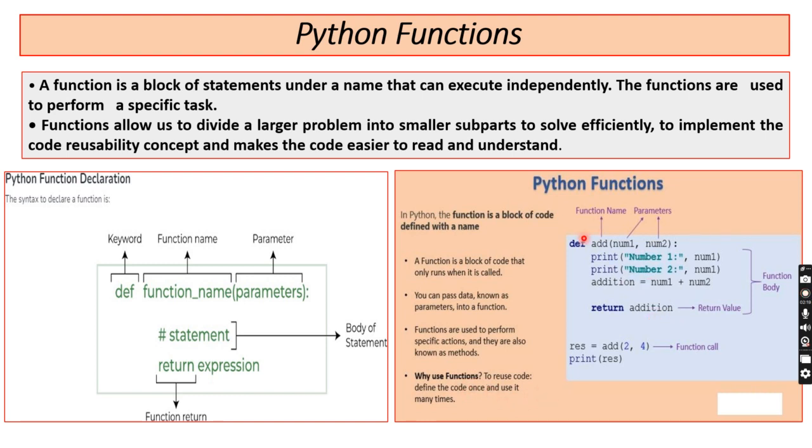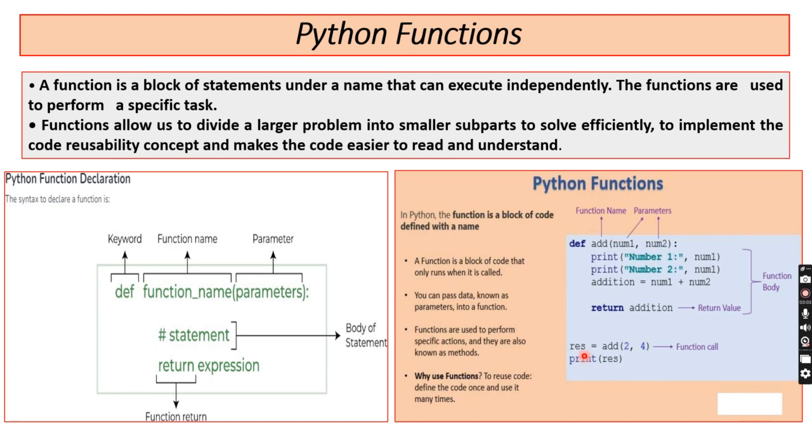In this example, def is the keyword, add is the function name, and in parentheses num1 comma num2 are the parameters. We are going to define the function. Last, we have to write a colon. Then print is statement number 1, which prints the first number. Then number 2 prints the second number. Then addition is equal to num1 plus num2. This is the function body and it is the return value, return addition.